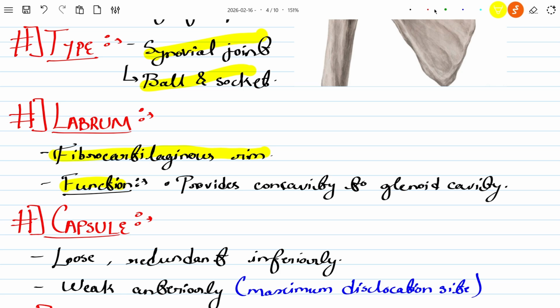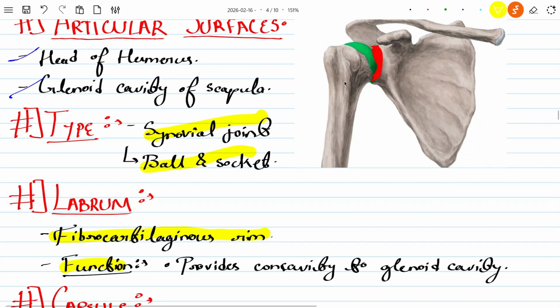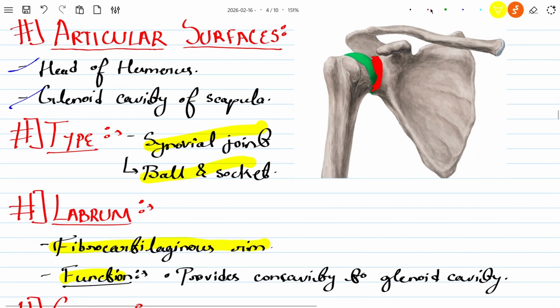What I mentioned above is that our glenoid cavity is not that much concave to hold the convexity of the ball of the humerus. That's why there is a labrum, or else we can say it is kind of a cushion or capsule-like structure.